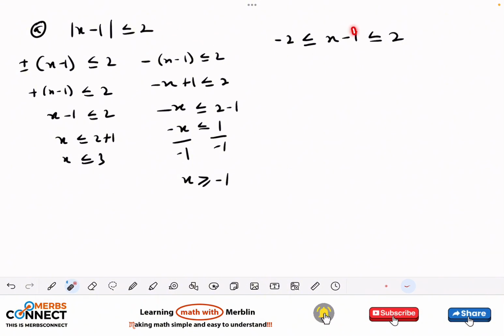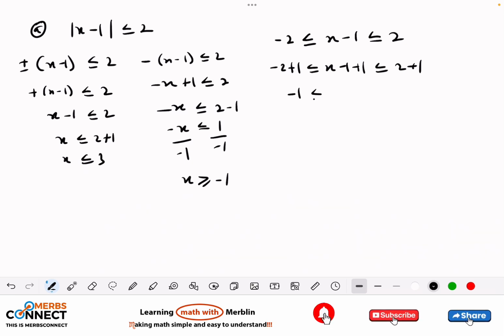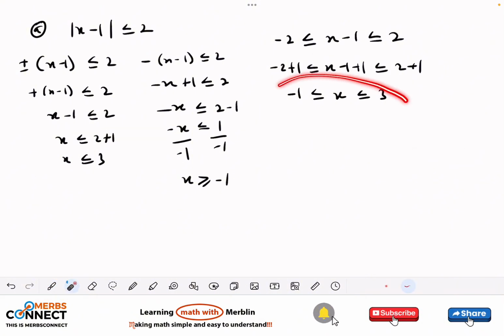Then since I want to make x the subject, I'll add plus 1, plus 1, plus 1. So I'm going to have minus 2 plus 1 less than or equal to x minus 1 plus 1 less than or equal to 2 plus 1. So this one will be minus 1 less than or equal to x less than or equal to 3. So you see, this one, we didn't even draw the number line to check how we are going to squeeze the x into the bounds. But we were able to find out the solution straight away. And this is the inequality form.